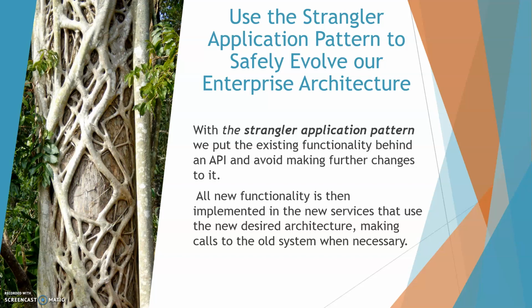So in order to get to microservices whenever we start growing from this monolithic, we can use the strangler application pattern. And this is whenever you put existing functionality behind an API and avoid making further changes to it. Once we decide we want to change this certain functionality, you just turn it into an API. And so whenever someone needs that functionality, they can just call the API and get whatever they need back from it, but it will no longer change. All new functionality will be implemented into a new service that uses the new desired architecture, and then only calling the old system whenever you need changes that aren't in the new functionality.